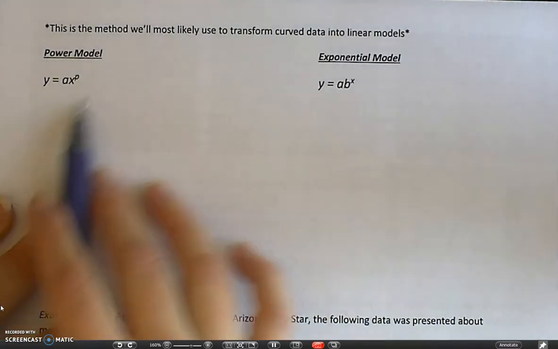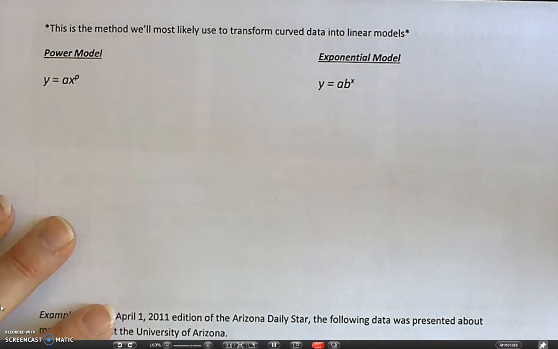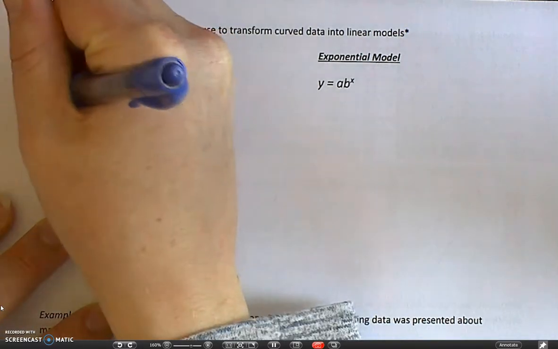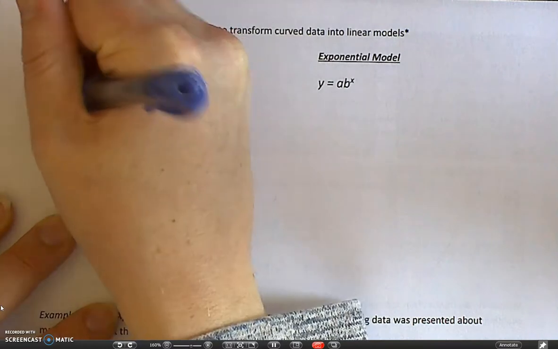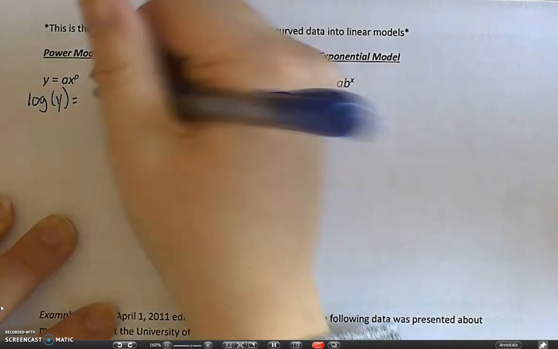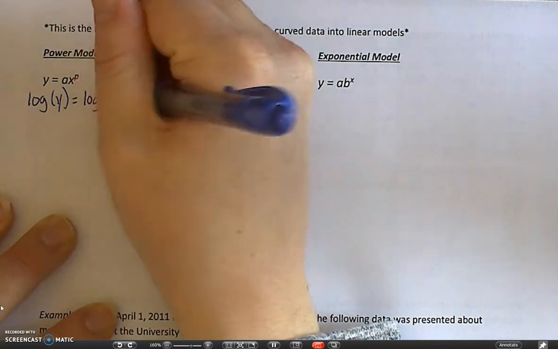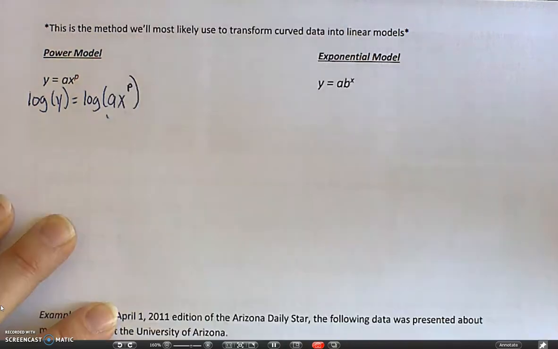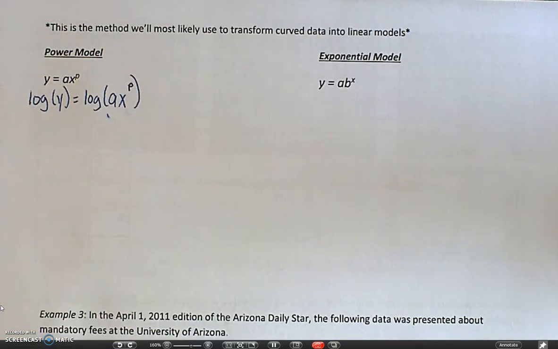This is the general power model, right? x is raised to some power. We're going to start by taking the log of both sides. So the log of y and the log of a x to the p. And just so you know, only the x is raised to that p power, not the a times the x. Otherwise, there would be parentheses.